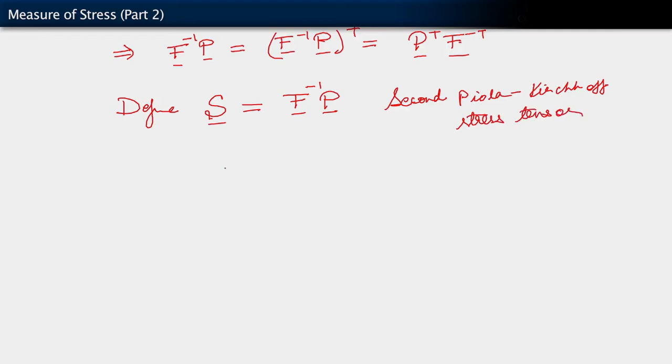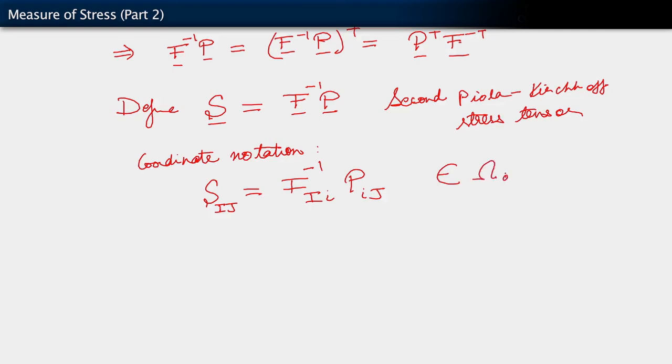Let's look at how indices work out, right? So coordinate notation. S, and I'm not going to put any indices on it just yet. I have F inverse. We know that the indices of F inverse are of the form capital I, little i. We know that P has indices little i, capital J. The little i gets contracted away, and we are left with indices capital I, capital J. Okay? So this quantity properly has both its indices on the reference configuration.